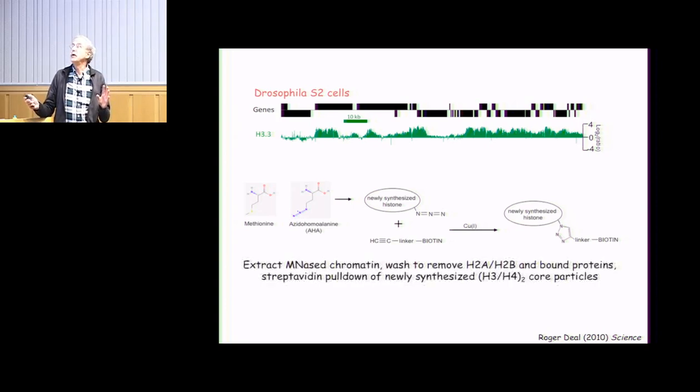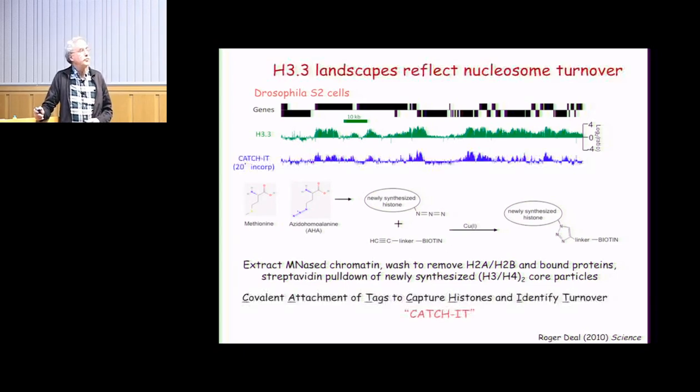Then we wash stringently to remove the H2A, H2B dimers, and this will also pretty much strip off all of the bound proteins, such as transcription factors and the like. And then we can do streptavidin pull down of the newly synthesized H3, H4 core particles. We call this method CATCH-IT. It was work of Roger Deal when he was a postdoc in the lab. And what you'll notice here is that the CATCH-IT profile after a brief incorporation period looks a lot like the H3.3 profile, which confirms our assertion that H3.3 maps nucleosome turnover, because when we look at turnover directly, we see similar patterns.